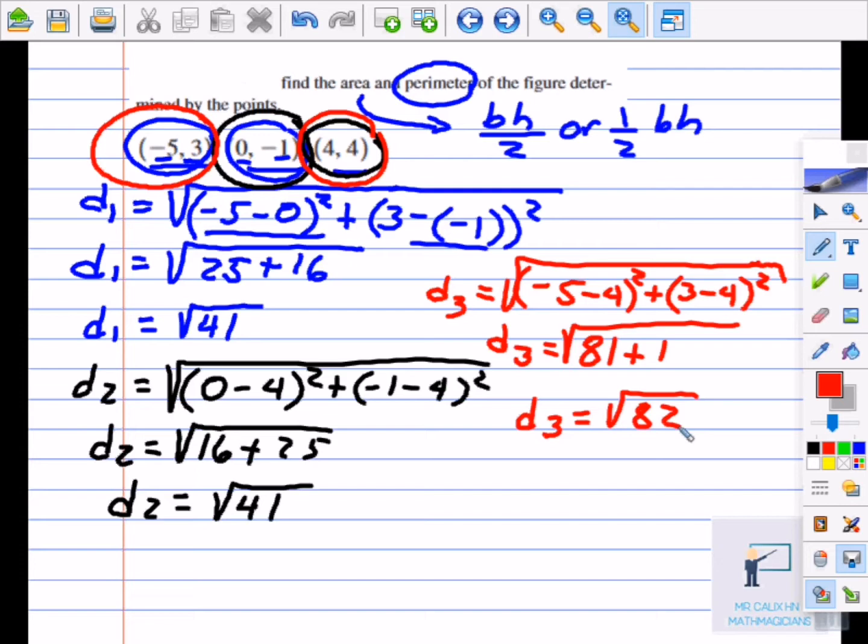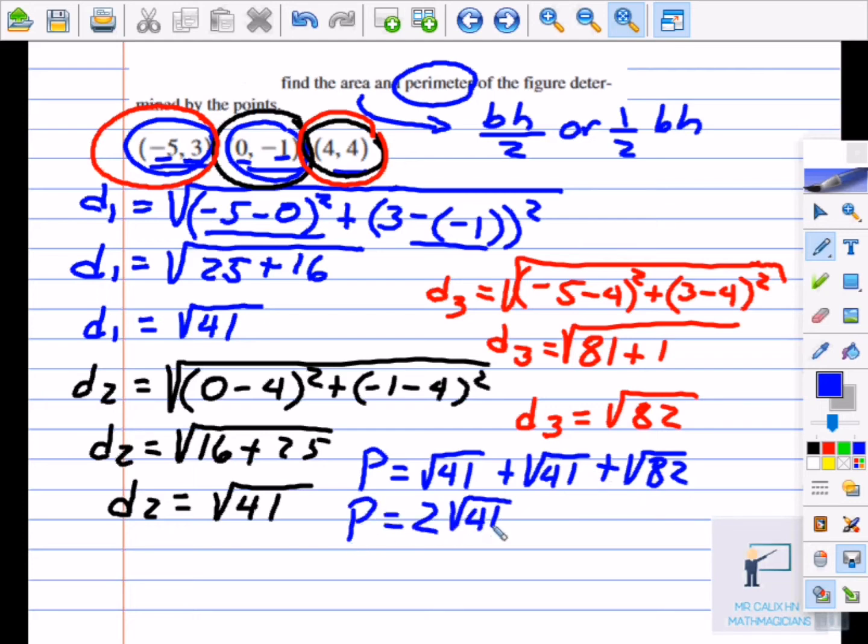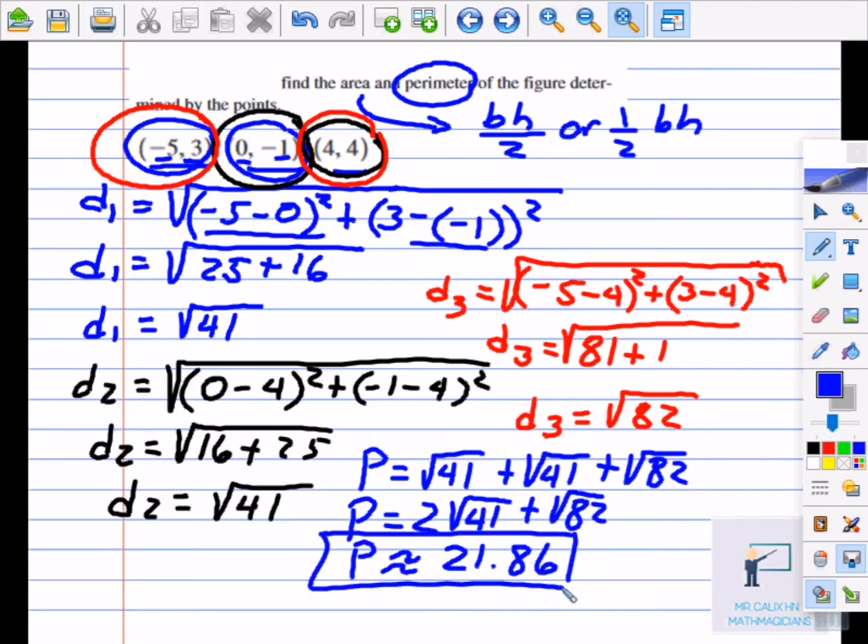The perimeter, we'll do it in blue color again. The perimeter, we find it by adding all the sides. So it would be the square root of 41 plus the square root of 41 plus the square root of 82. It's like saying 2 times the square root of 41 plus the square root of 82. So that would be your perimeter. If you want to find it as a decimal, use your calculator for this. It will be 21.86. So here we found our perimeter.